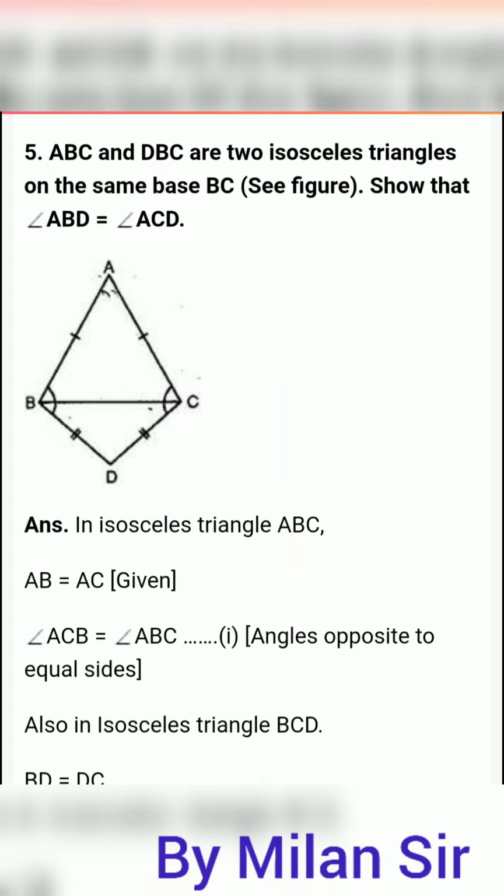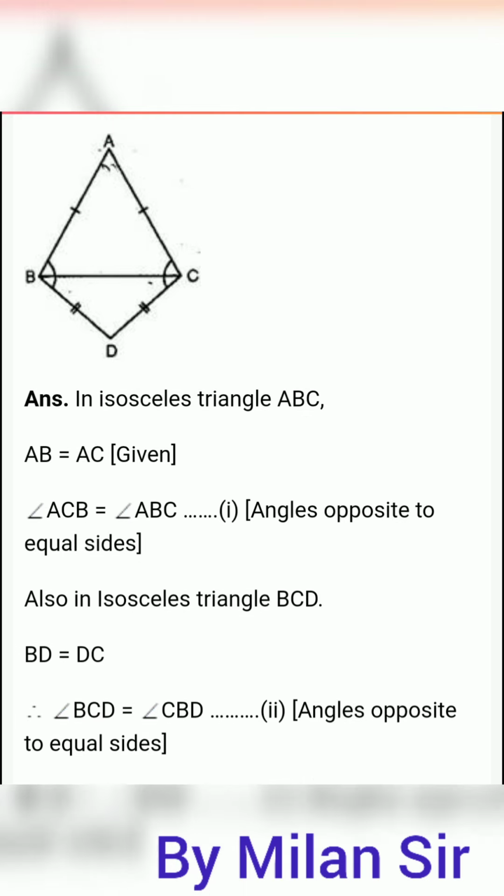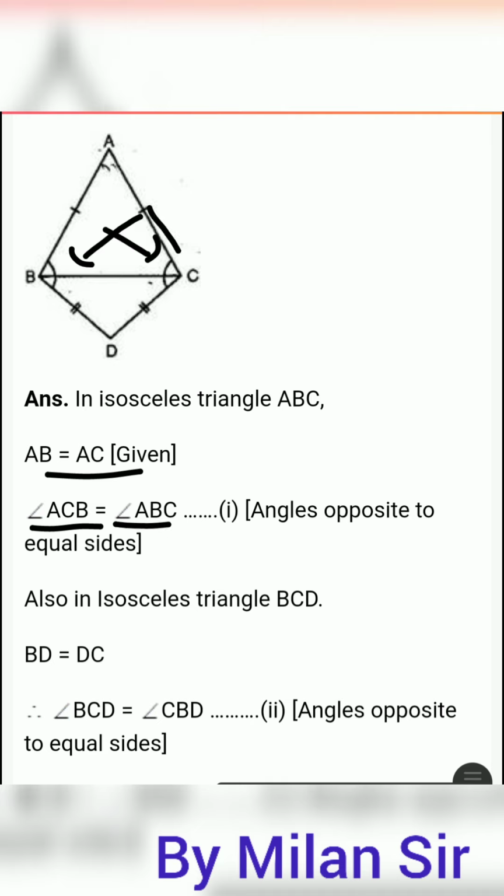Okay. So here in isosceles triangle ABC, that means upper triangle, AB is equal to AC. So opposite angles are same. ACB is equal to ABC. ACB, that means this, and ABC, that means this. And reason is angle opposite to equal sides. If two sides are same, then opposite angles are same. So angles opposite to equal sides.